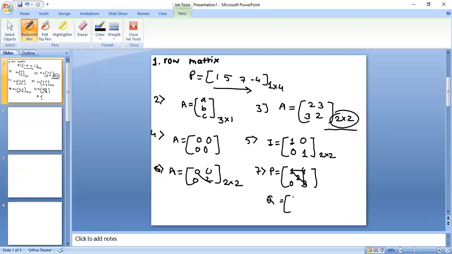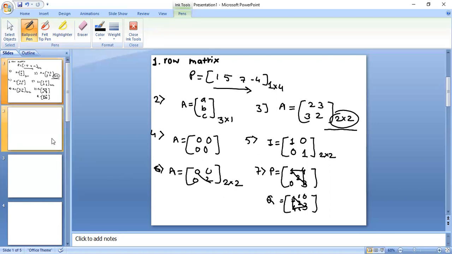lower triangular matrix, here you will have 1, 2, 3. This is 4 and this is 0. So this forms the lower triangle of the matrix. Here you can put the values also. Okay. So here it forms the lower triangular matrix.